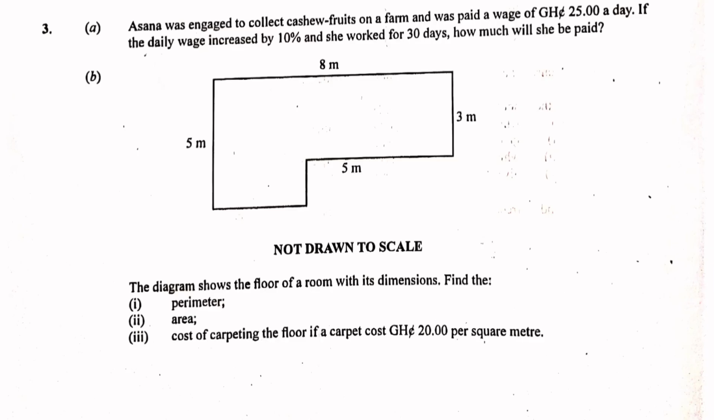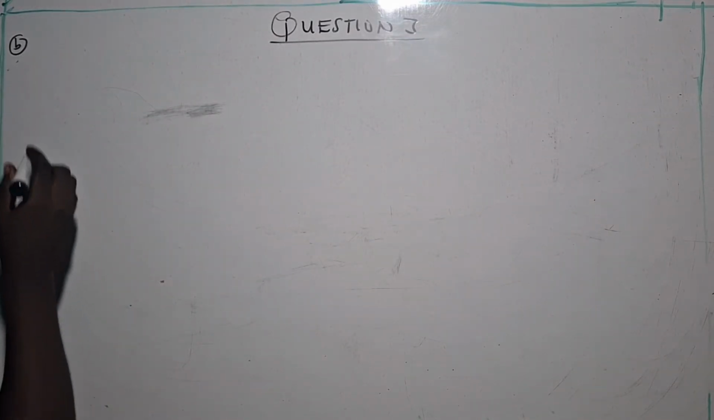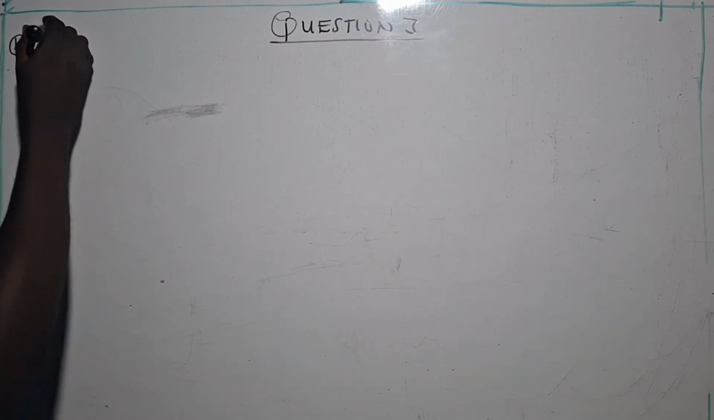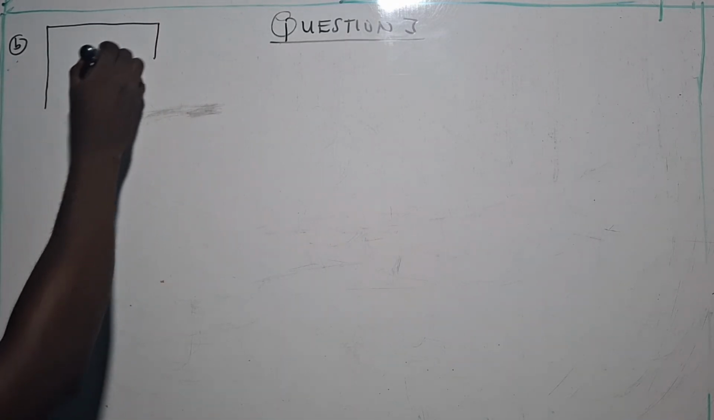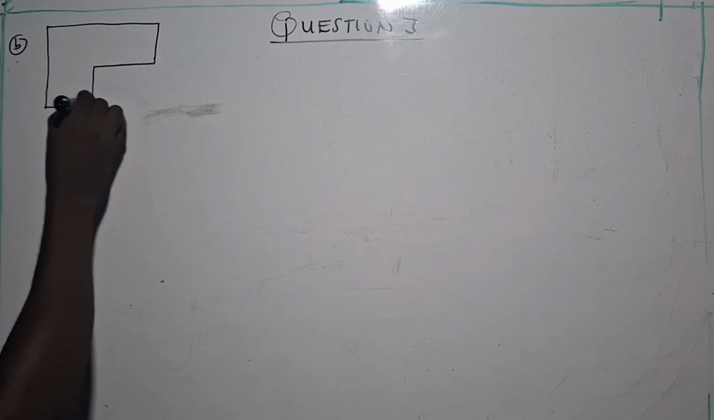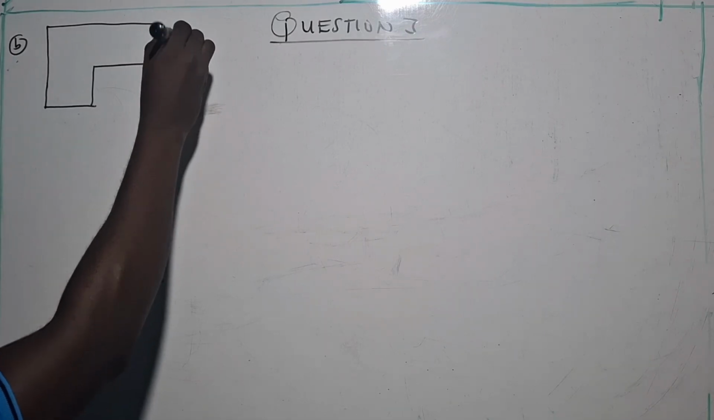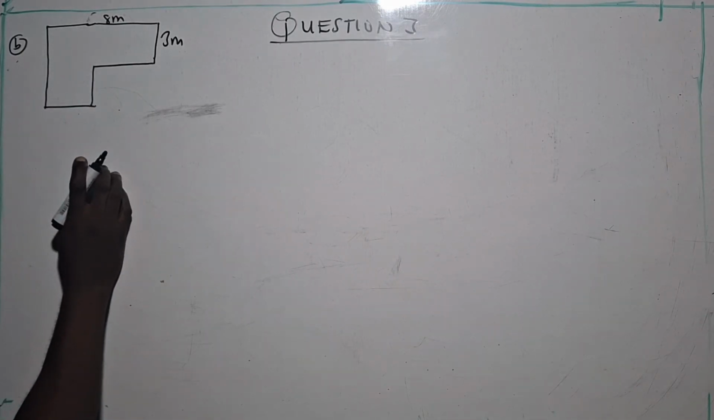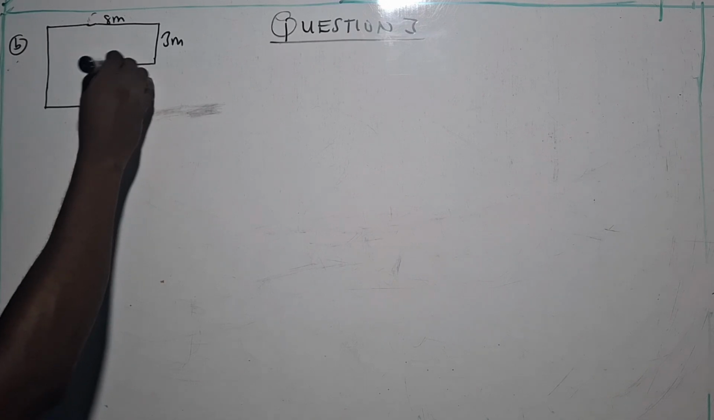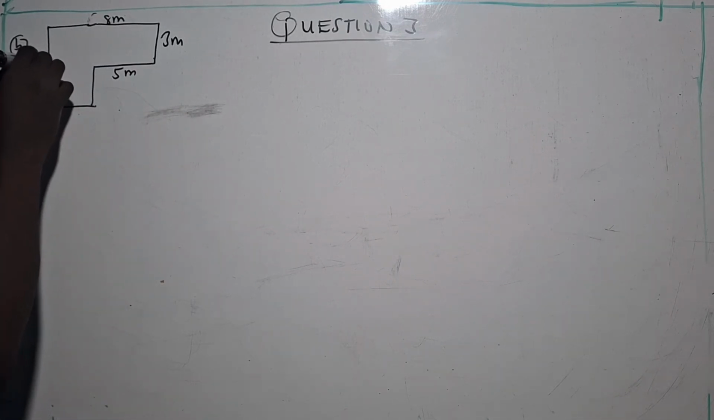So question B says there's a diagram. The diagram shows the floor of a room with its dimensions. Find the perimeter, the area, and the cost of carpeting the floor, if the carpet costs 20 cedis per square meter. The diagram was given in this form. This side was 3 meters, 8 meters, 8 meters. Then here was 5 meters. Then we have 5 meters.